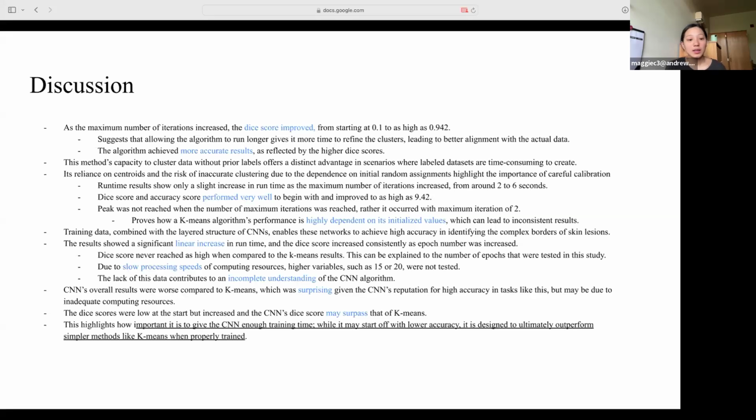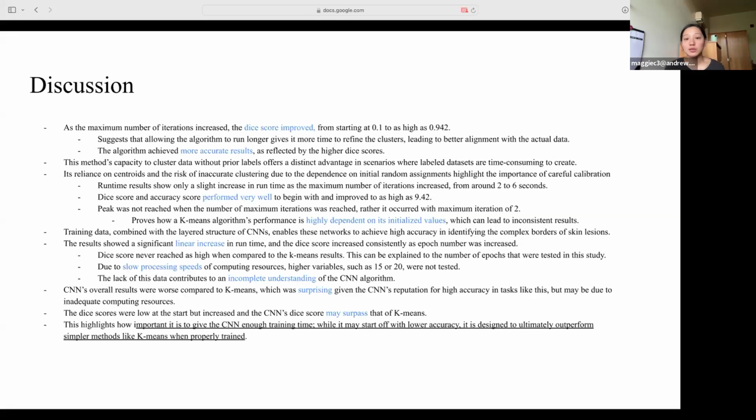In the CNN, the training data combined with the layered structures of CNNs enables these networks to achieve high accuracy in identifying the complex borders of skin lesions. As we saw in the graph, the results showed a linear increase in runtime, and the dice score also increased consistently as the epoch number was increased. However, what is surprising is that the dice score never reached as high as when compared to the k-means results.